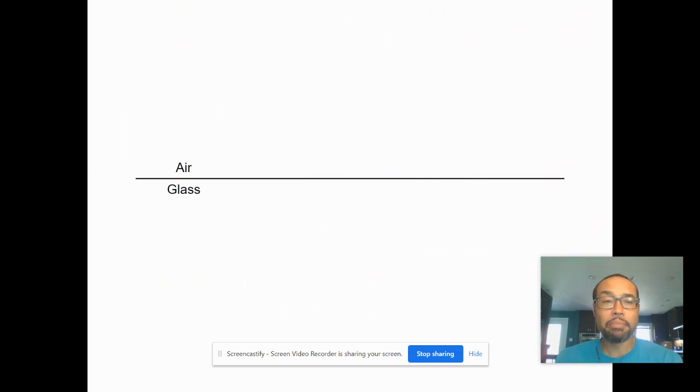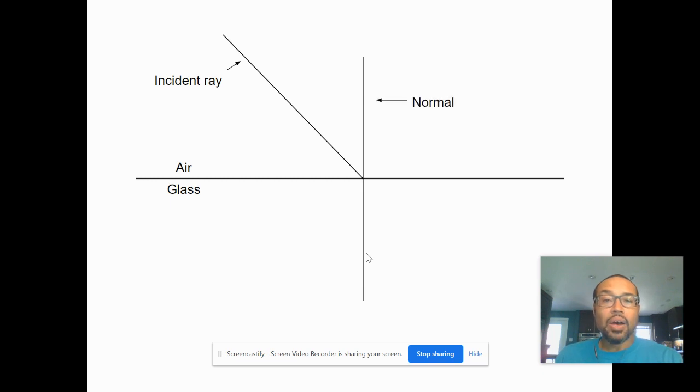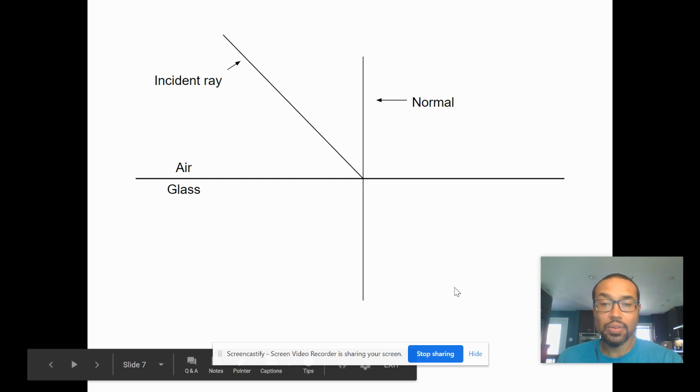So for air to glass, if we take a look at what that looks like in a diagram, on the top I've got air, so a light ray is coming from the air, and it's going to hit glass, just like the lens in my glasses. We call that incoming ray an incident ray. That line that you see there at 90 degrees, this is the normal. And since glass is more dense than air, that light ray that travels through the glass from the air is going to bend towards the normal.